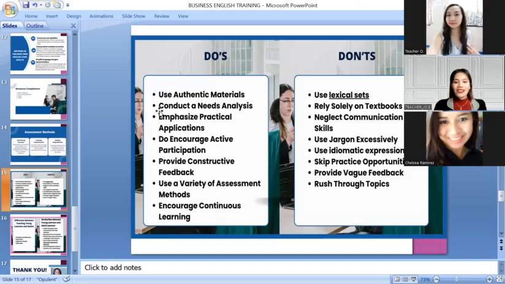And then next is conduct a needs analysis. That is very important. Know your student. Know what they need. Next, emphasize practical application. This is also very important. We need to make sure that we are not just spoon-feeding the knowledge, but also making sure that they know how to apply it to their daily life. So that is emphasizing practical application. Do encourage active participation. How can we do this, teachers?